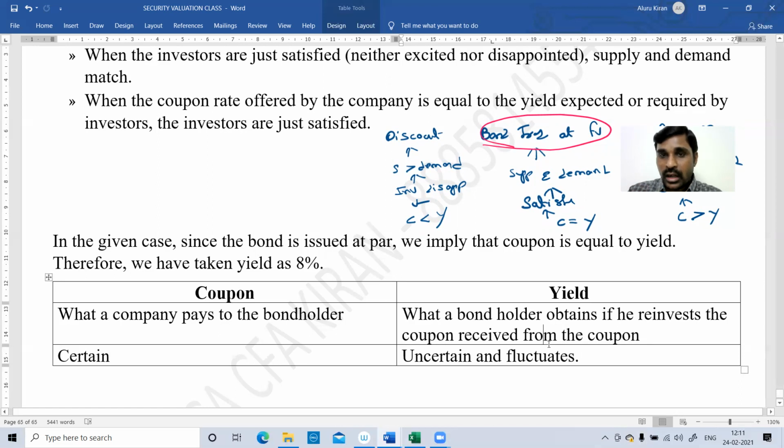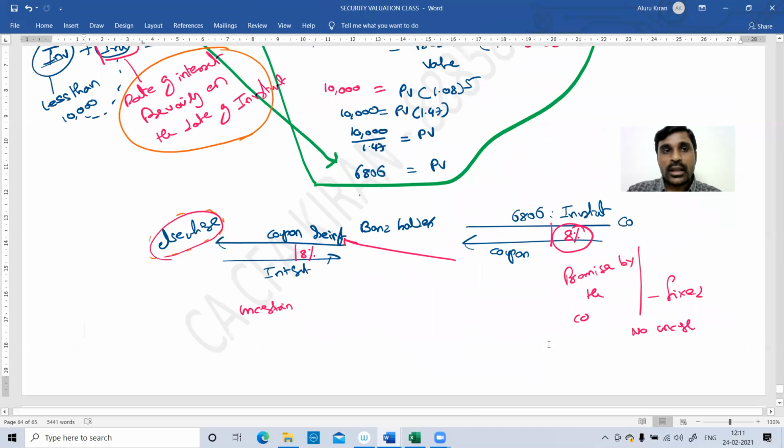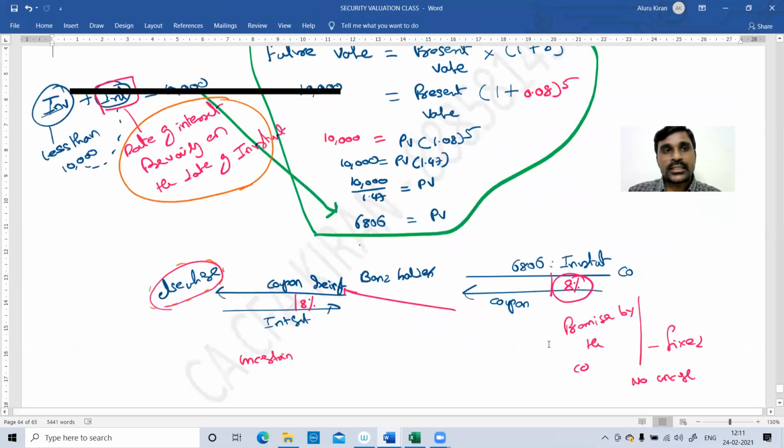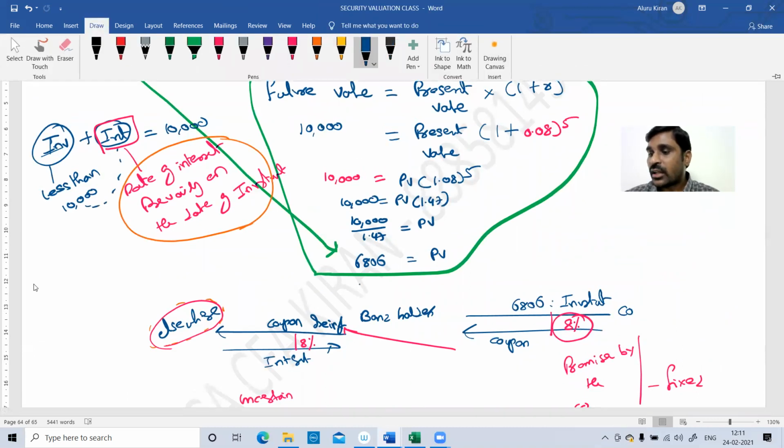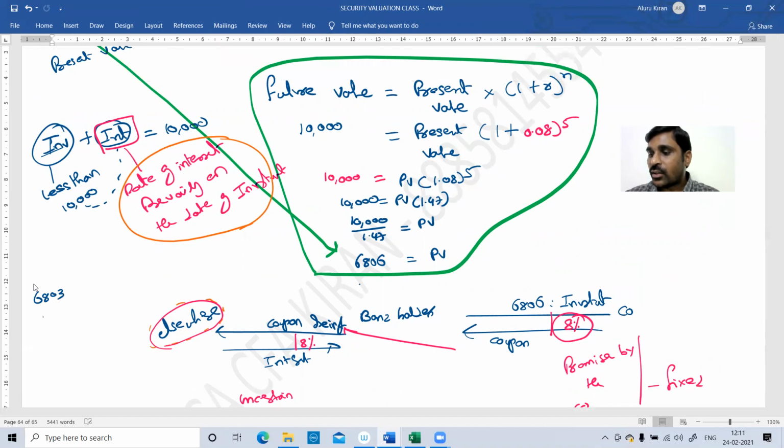This is the concept. Now if you look at this concept here, while calculating this 6,803, what we have is 6,803 of our investment plus interest is equal to 10,000. That is what we have calculated. This interest is two parts.